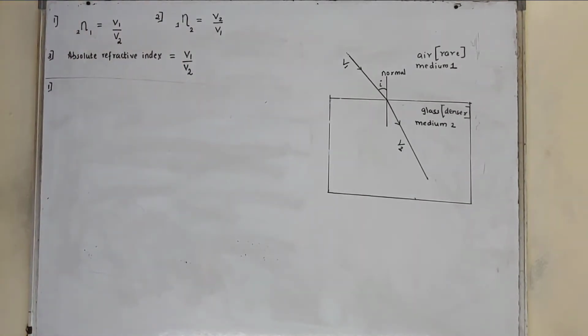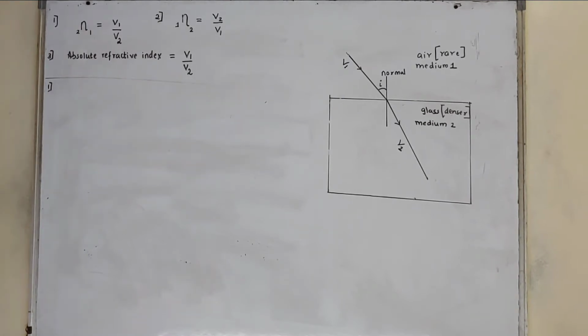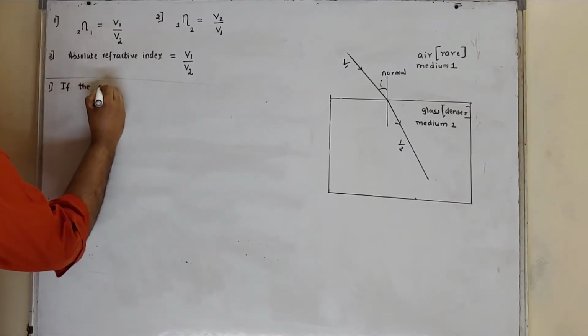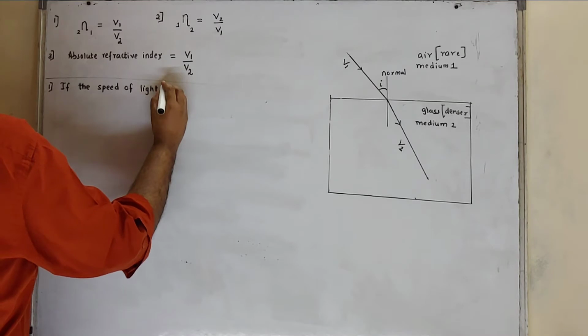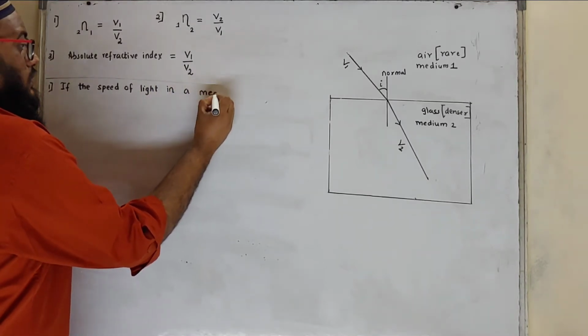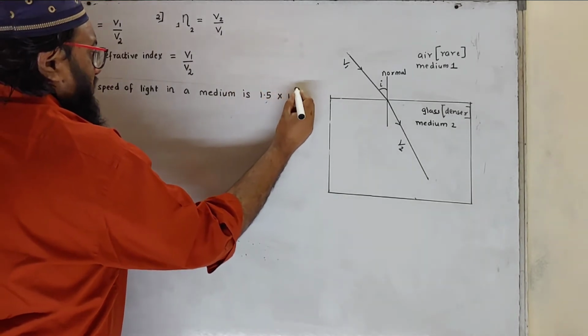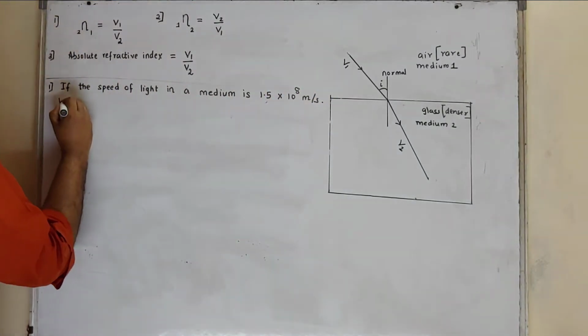We'll solve the numericals from your textbook. Page number 79. Question number 1. I'll note down the question. If the speed of light in a medium is 1.5 into 10 raised to 8 meter per second, what is the absolute refractive index?